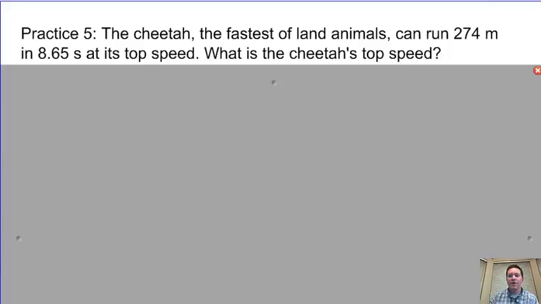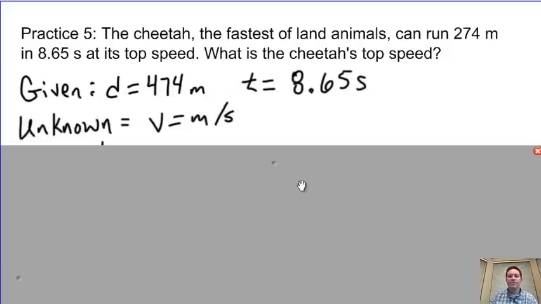All right, skipping over to practice question number 5. We've got a cheetah, which is the fastest of land animals. It can run 274 meters in 8.65 seconds at its top speed. And what is the cheetah's top speed then? So listing out my givens, my distance is 274 meters. My unknown is velocity in meters per second. And then my other given was 8.65 seconds.